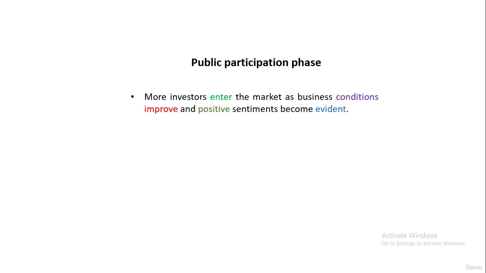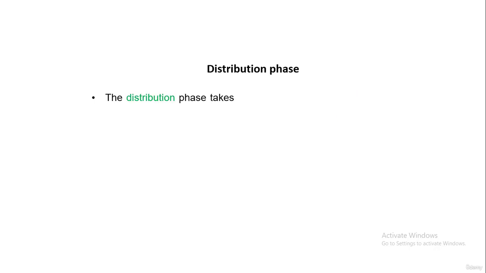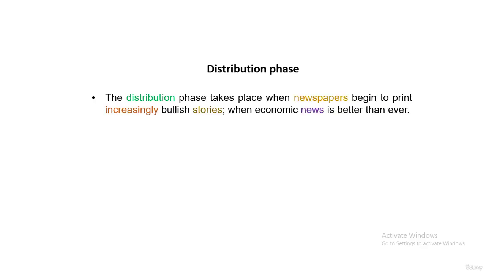Public participation phase. More investors enter the market as business conditions improve and positive sentiments become evident. This results in higher or lower prices in the market. Distribution phase. This phase takes place when economic condition news reaches its peak. Many investors become more encouraged and public participation increases as media keep on publishing bullish stories.